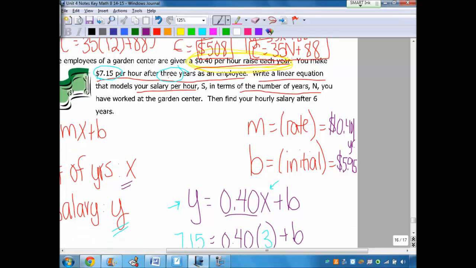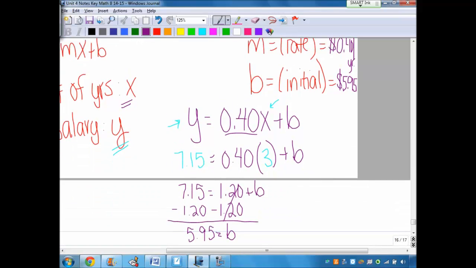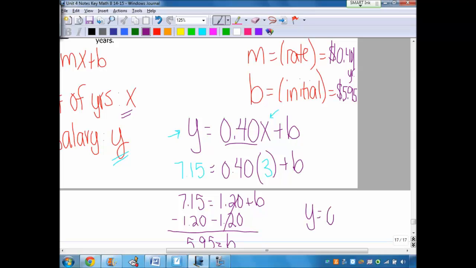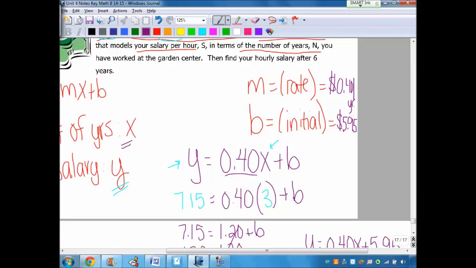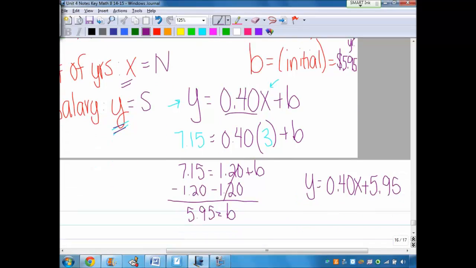Okay, so then your equation would have to be, you know your slope, it's 40 cents per year, 0.40x plus 5.95. Okay, and then once you do that, you have to make sure that you use the right variables. So S is your salary, N is the number of years. So in this example right here, your salary was your y, we figured that out, and your number of years is your N. So instead of y, you're going to replace this with S, and instead of x, you're going to use N, plus 5.95.